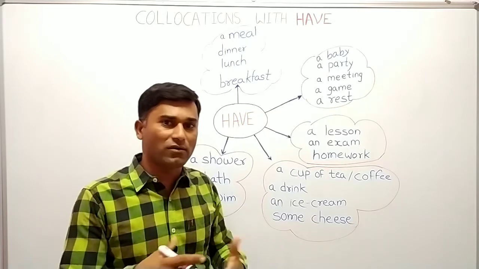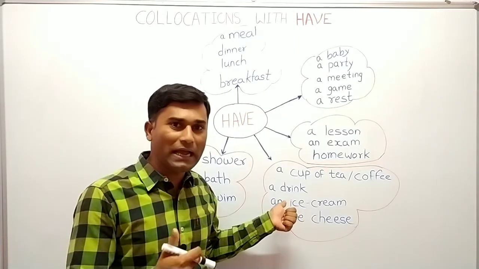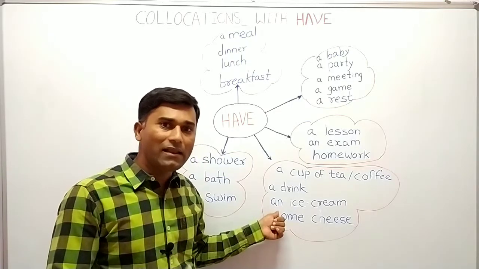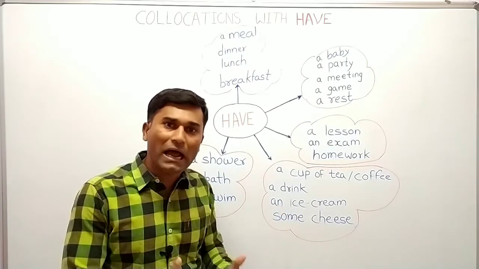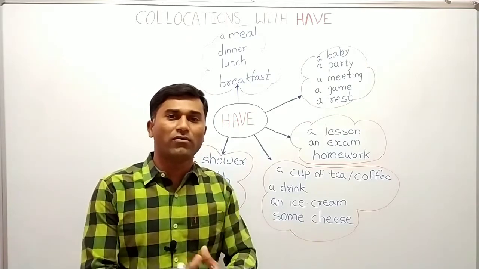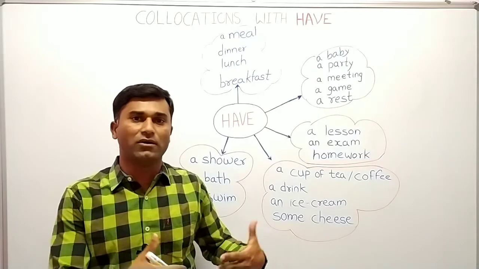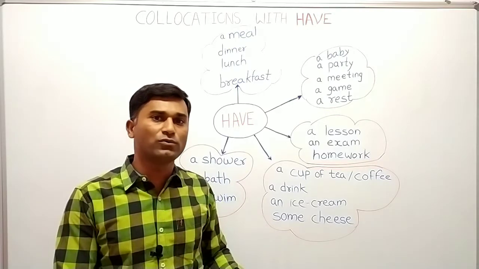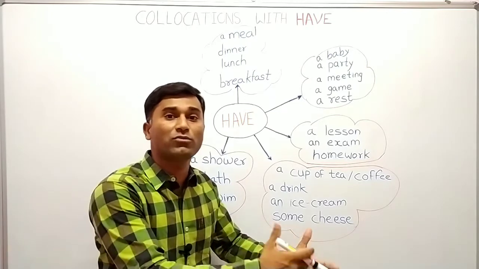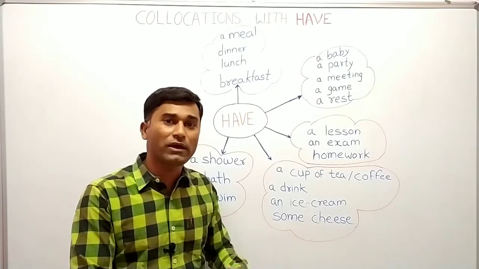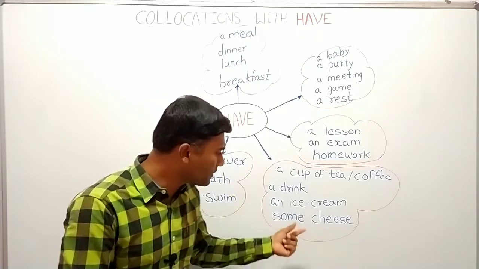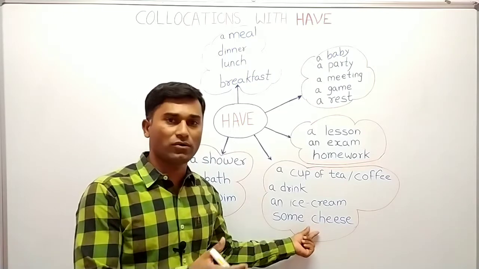Okay, it may be any soft drink, hard drink, whatever. So I had a drink, or let us have a drink. Or we say, let us have an ice cream, or I had an ice cream. Okay, or have some cheese. So if you are having dinner together, you are on a dining table and you want to say to somebody, have some cheese, or have some rice, have some curry. You can also say have some chapati. Okay, have some bread. So use some with these other nouns.